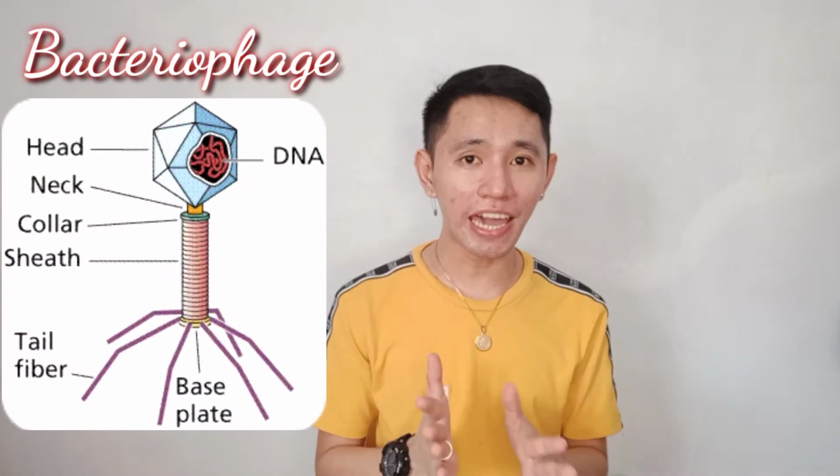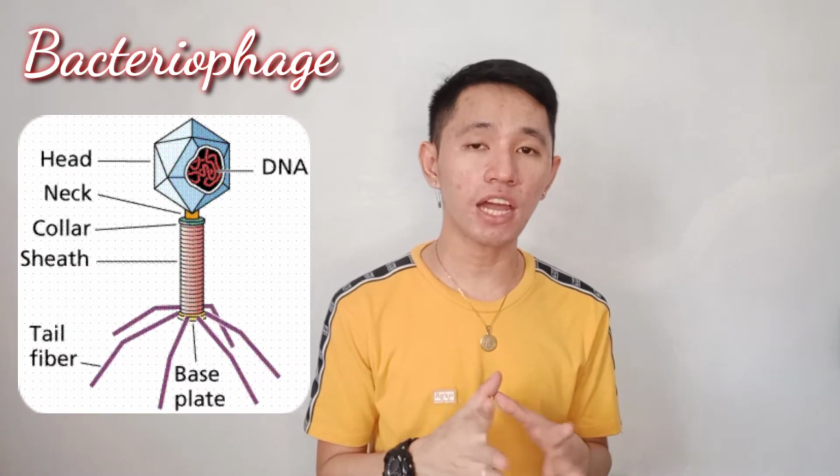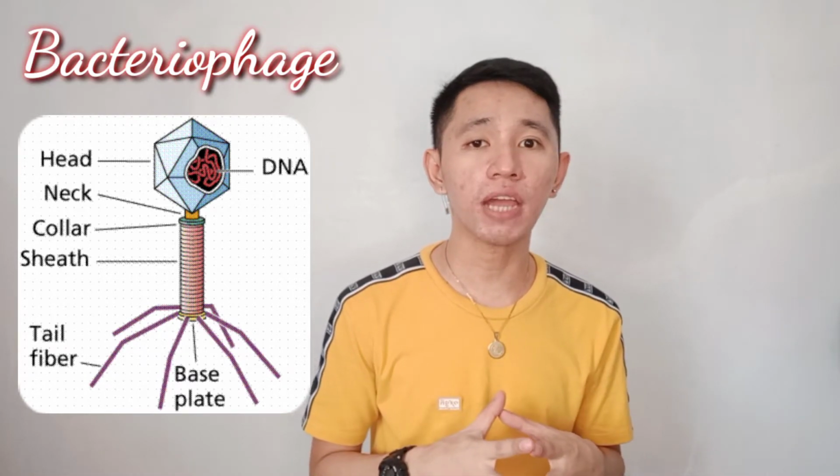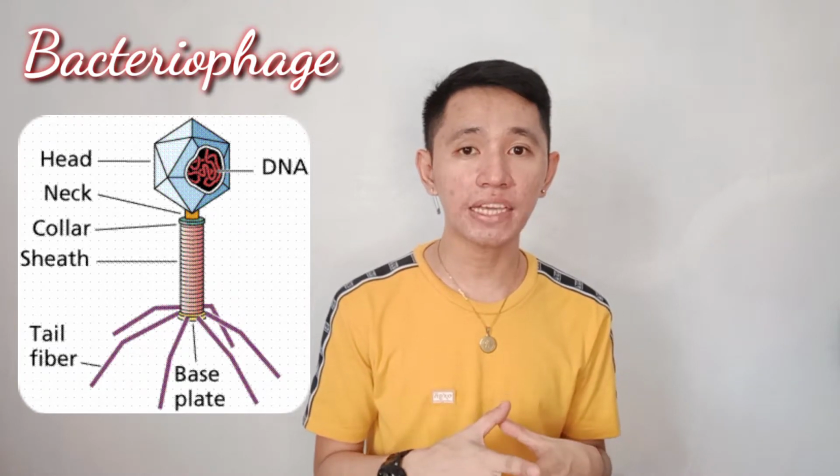So, the structure of the bacteriophage, of course, has a head which contains the DNA, a neck, a collar, and a sheath. Then, at the bottom, it has a tail fiber, also called the base plate.